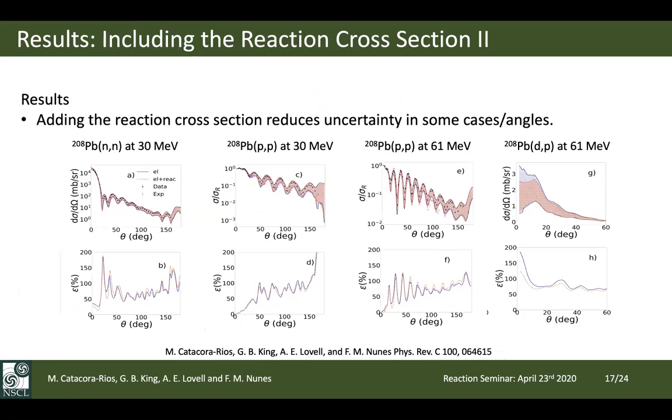Similarly, we have here all of the 208 lead cases, the incoming channels once again, the outgoing channel and the transfer. We do see a decrease in the uncertainty for the transfer here, even though we do not see a decrease in the uncertainty on the elastic, which again just goes to show how nonlinear the effects of propagating these uncertainties are.